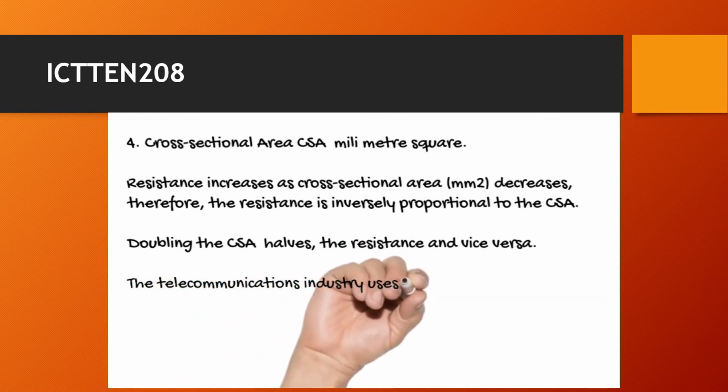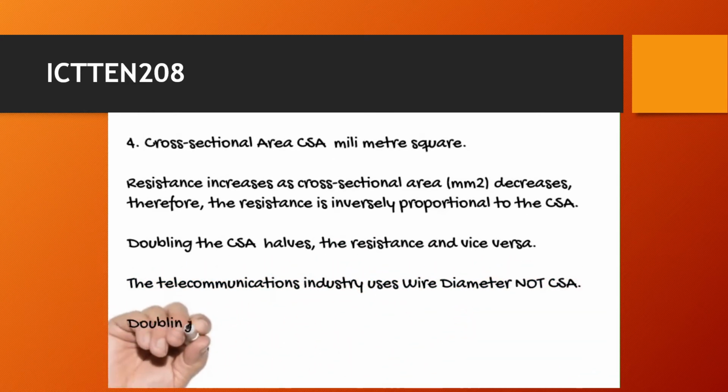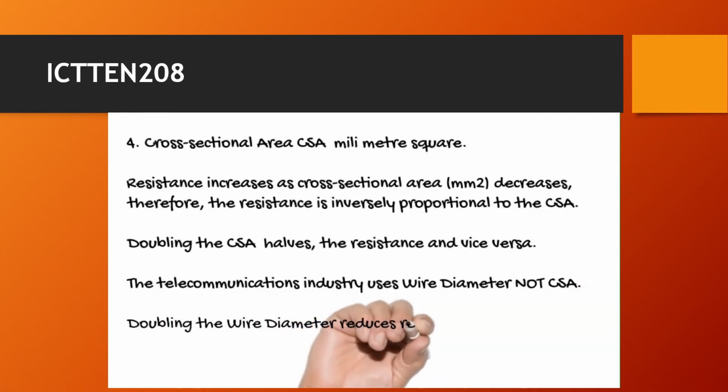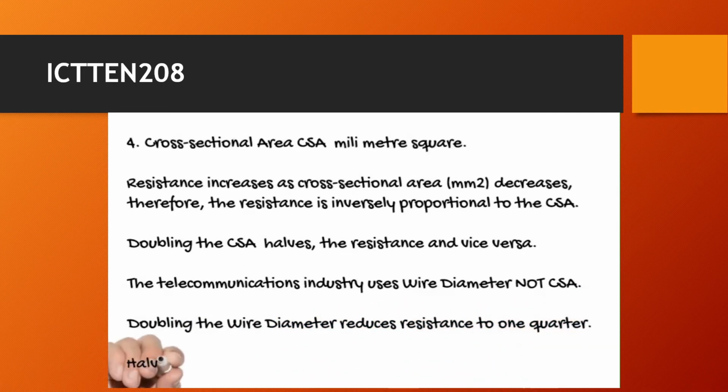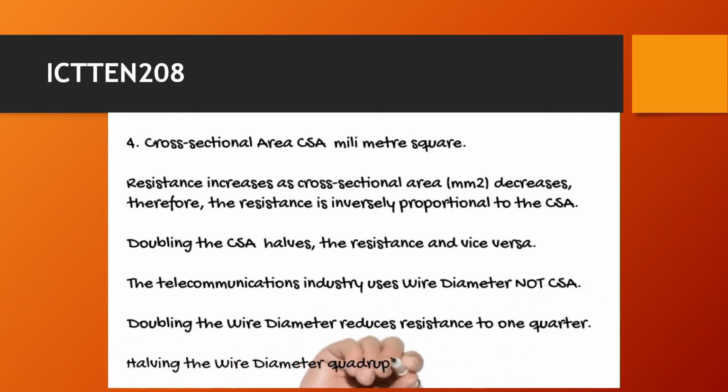The telecommunications industry uses wire diameter, not CSA. Doubling the wire diameter reduces resistance to 1/4. Halving the wire diameter quadruples the resistance.